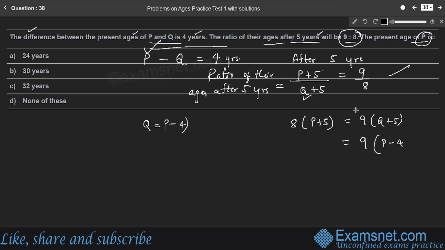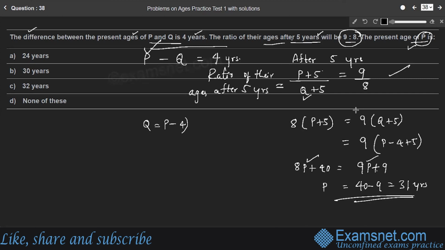So P minus 4 plus 5, which is nothing but, LHS becomes 8P plus 8 into 5 is 40, is equal to 9 into P minus 1. So it becomes 9P plus 9, not minus 9, right? So 9P minus 8P becomes P is equal to 40 minus 9, which is 31, right? So present age of P is 31 years.